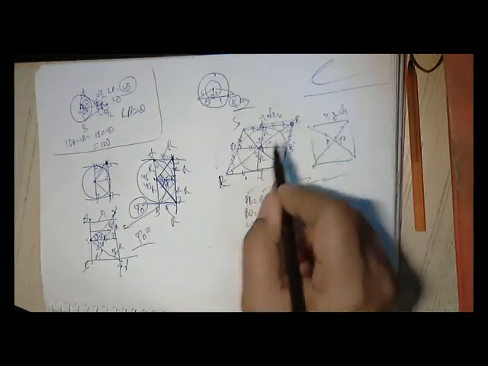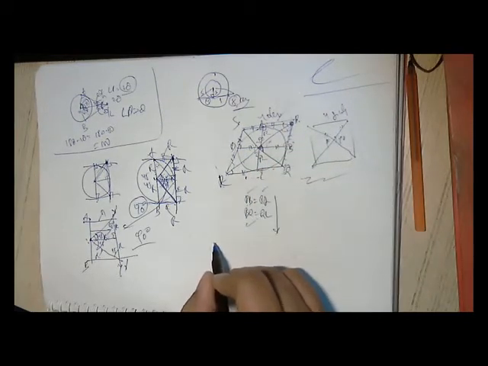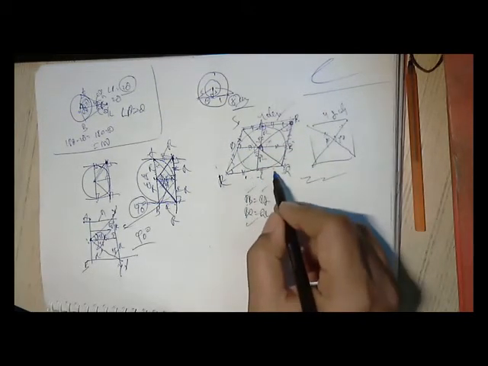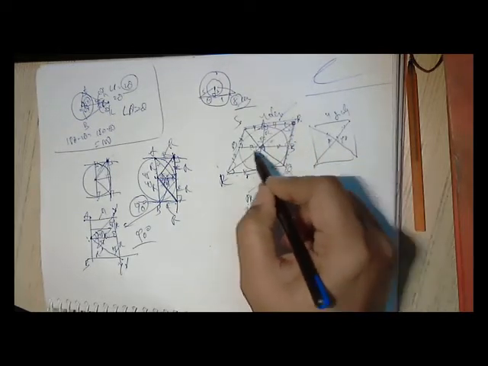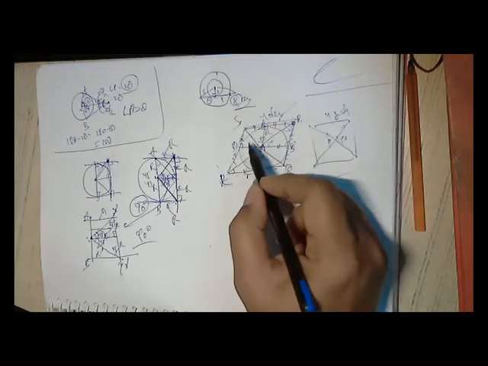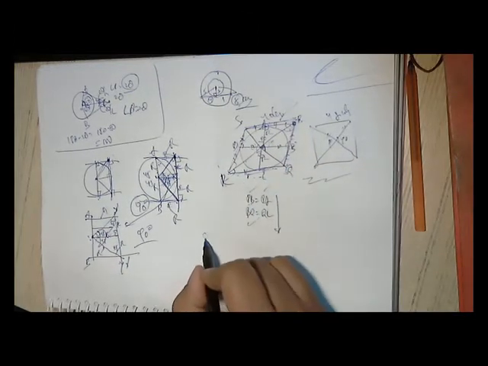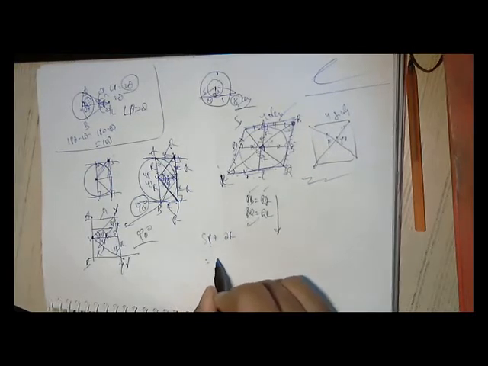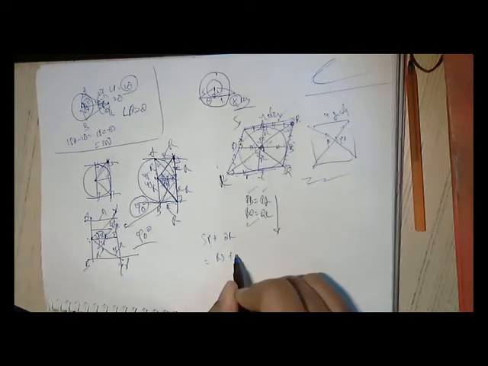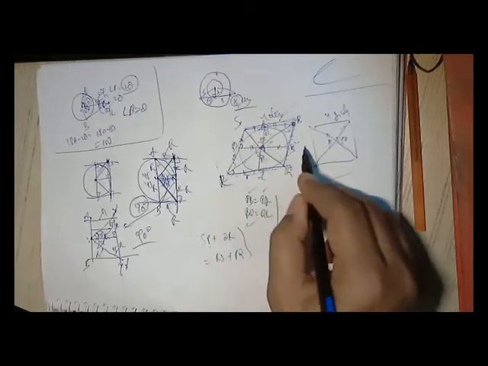for any circumscribed polygon. Here also the same. When I add these 2 and these 2, it will automatically be the other 2. That means what? For this polygon, SP plus QR is equal to RS plus PQ. Sum of opposite sides are equal.